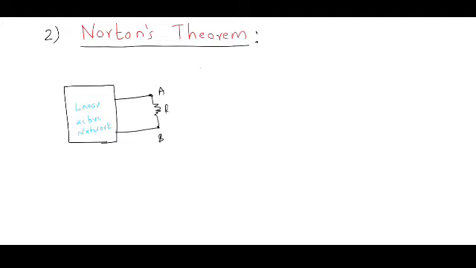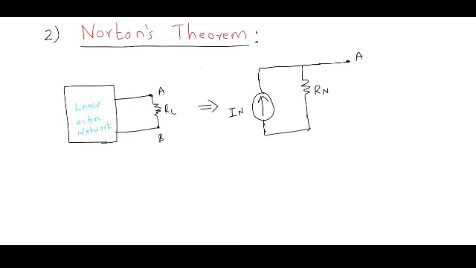One load resistance is connected here. According to Norton's theorem, this can be replaced by, or is equivalent to, a circuit consisting of a single current source called Norton current IN connected in parallel with a resistance called Norton resistance, and at the output terminals we have the same load resistance RL.